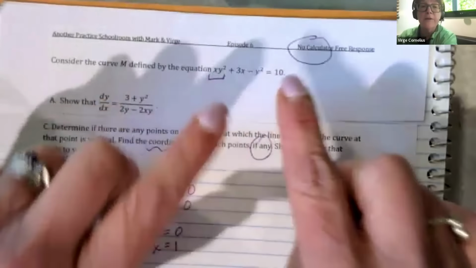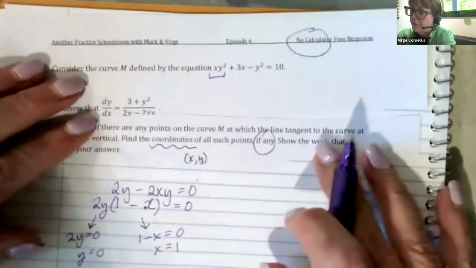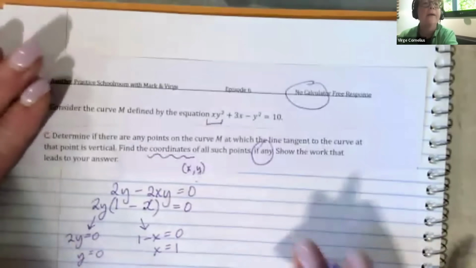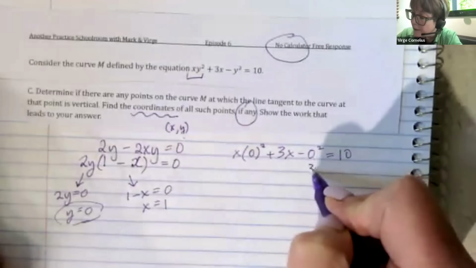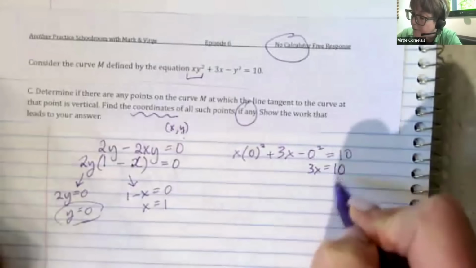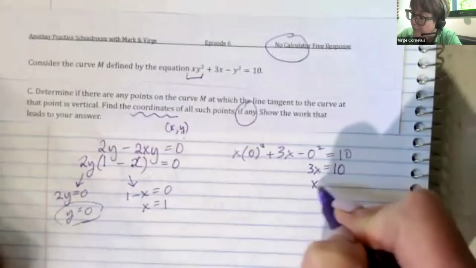So let's do the y first. When I substitute in 0 for y, I get x times 0 squared plus 3x minus 0 squared equals 10. So I'm getting 3x equals 10, or x equals 10 thirds when I divide. So one of my answers is (10/3, 0).